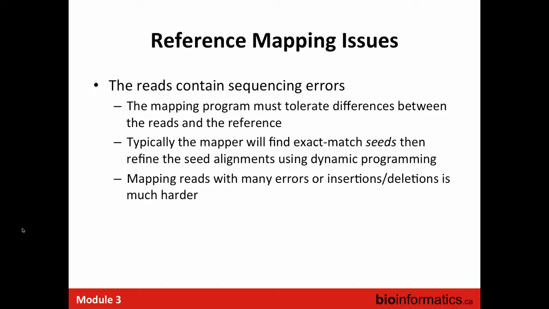Typically, read mappers use this index of the reference genome to find exactly matching regions, which we call seeds, and then they refine the seeds using dynamic programming to determine the best mapping location for that read. The general principle is that reads with a lot of errors, and insertion and deletion errors in particular, are a lot harder to map than reads with just a few substitutions, like Illumina data. If you're mapping, say, Oxford Nanopore data, which has a 15% error rate, a mixture of insertions and deletions, it's much more challenging to map than, say, an Illumina read that has a single substitution over 100 bases.